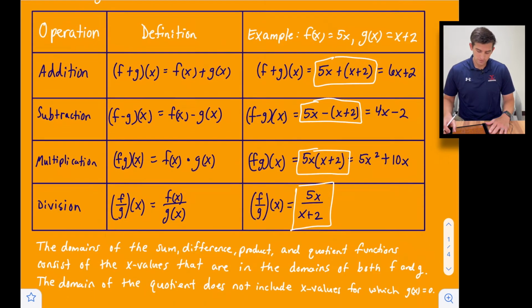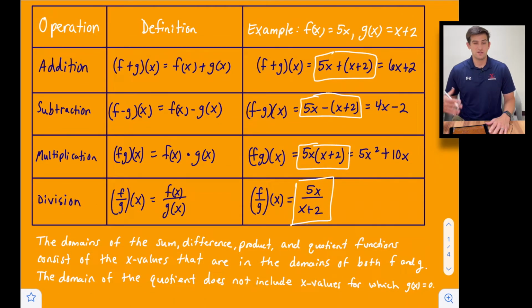When we do these operations, we have to think about the domain a little bit. The domains of the sum, difference, product, and quotient functions consist of the x values that are in the domains of both f and g. So when we're thinking about the domain of our final function, we need to consider the domain of the two original functions as well, and that's going to impact whatever the domain should be of our final function.